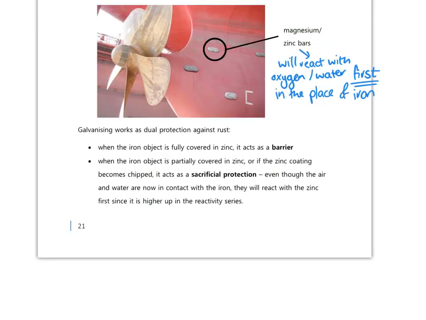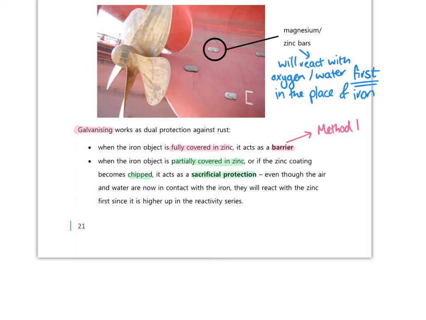We talked about this briefly on the previous page, that galvanizing is when you plate your iron or steel with zinc in particular, and it has a dual protection against rust. When the iron object is fully covered in zinc, it acts as a barrier. So that's our method 1, our barrier method. But when our object is only partially covered in zinc, or if the zinc coating becomes chipped or scratched, it acts as sacrificial protection.